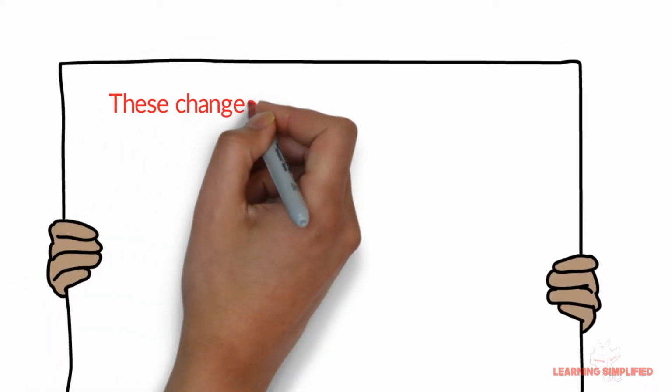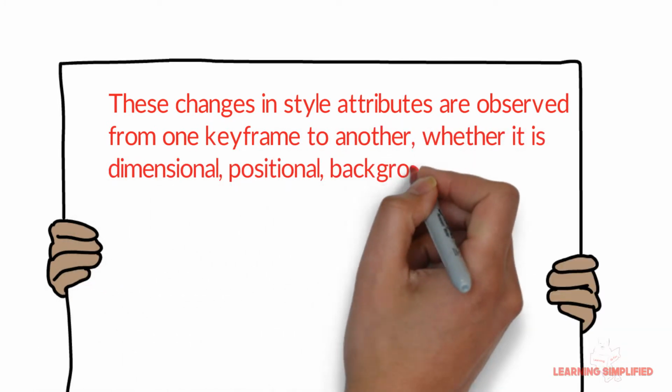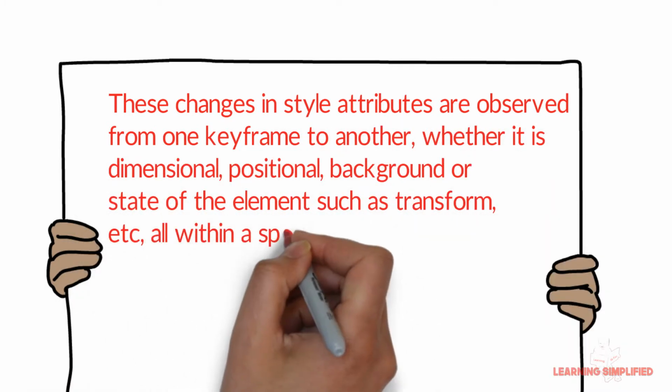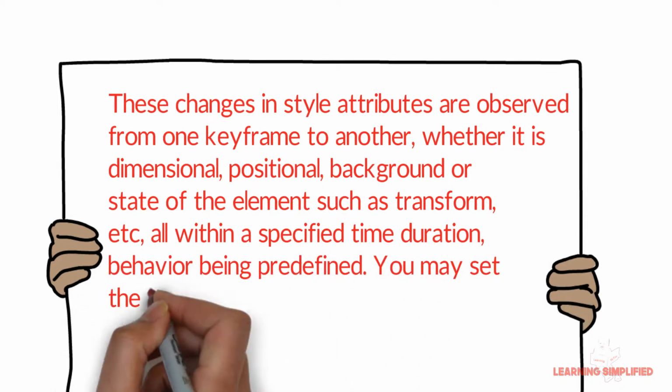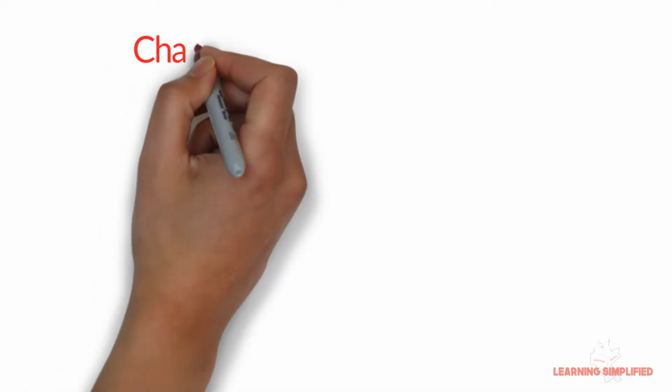These changes in style attributes are observed from one keyframe to another, whether it is dimensional, positional, background, or state of the element such as transform, etc., all within a specified time duration, behavior being predefined. You may set the iteration over a limited period of time.